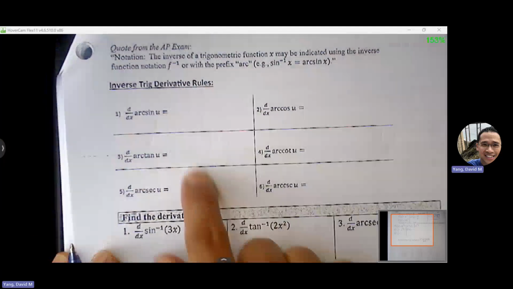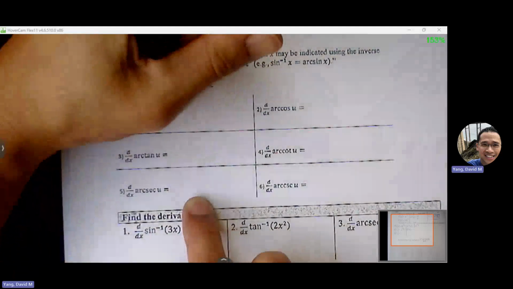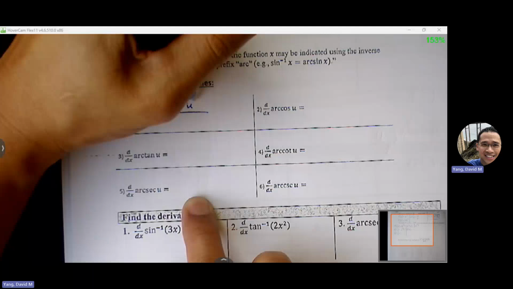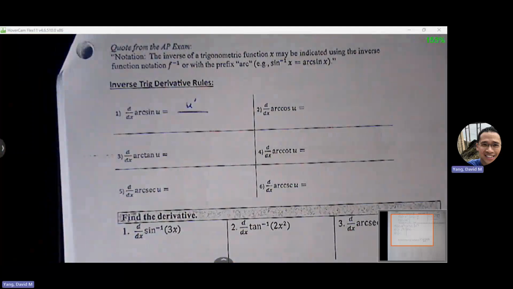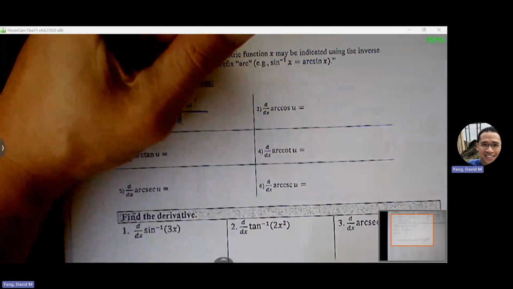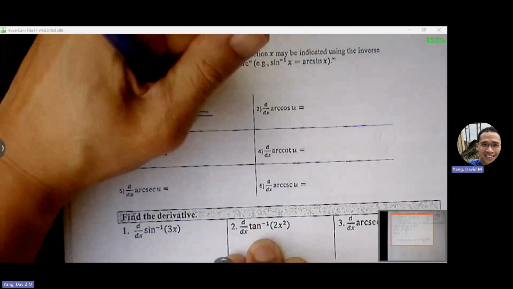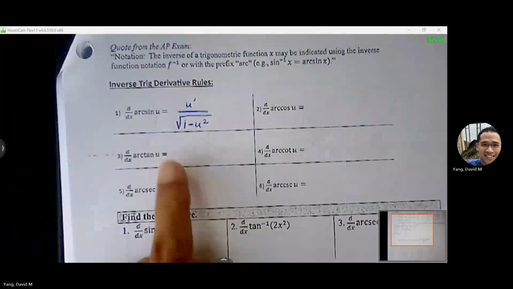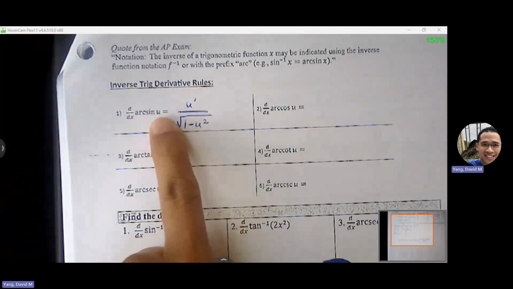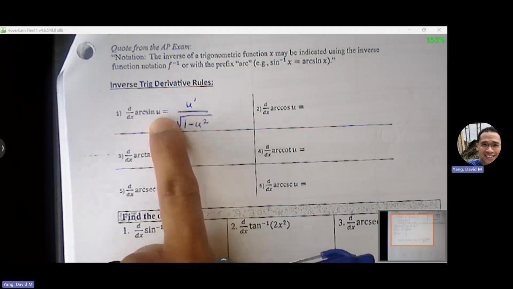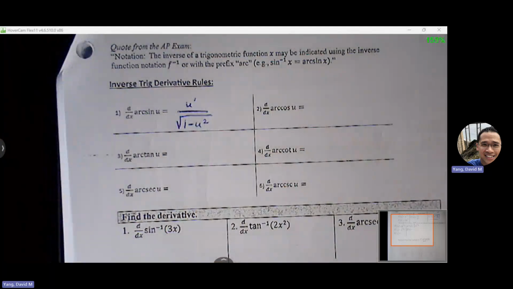We have arc sine, arc tangent, arc secant. They're all going to have u prime in the numerator. So arc sine is just u prime over, and then the denominator, they all have 1 and u squared, just in different order. So arc sine is 1 minus u squared. And the u prime just represents whatever is inside the parentheses of my arc trig function is my u value. And u prime is just asking for the derivative of whatever is inside those parentheses.